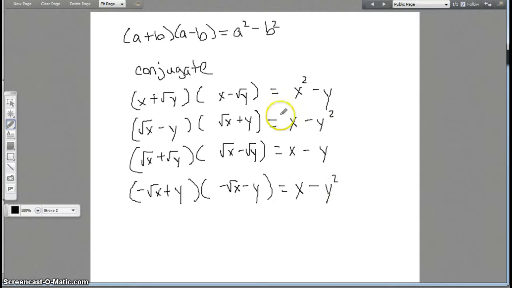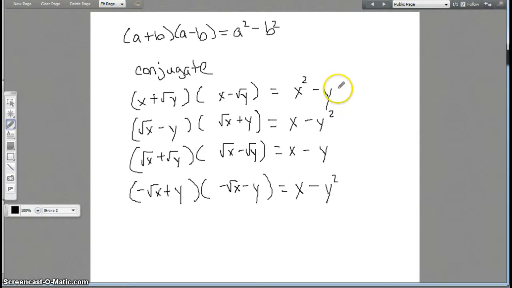I want you to notice that over here on the right, in our product, there are no square roots. So anytime that you need to get rid of a square root that's in the denominator of a fraction, if you multiply by the conjugate, you will end up eliminating your square root, which is what we need to do.